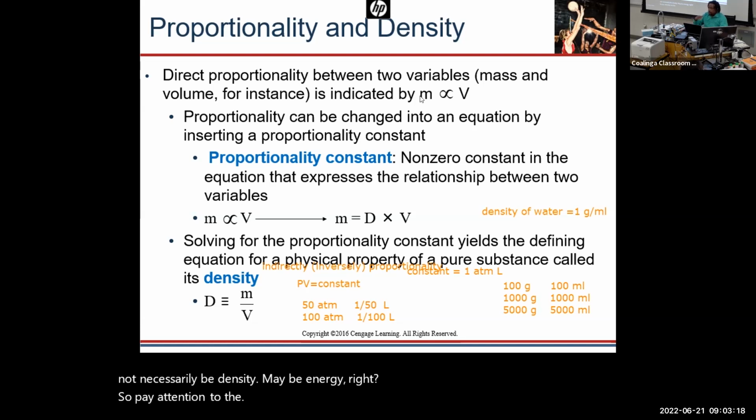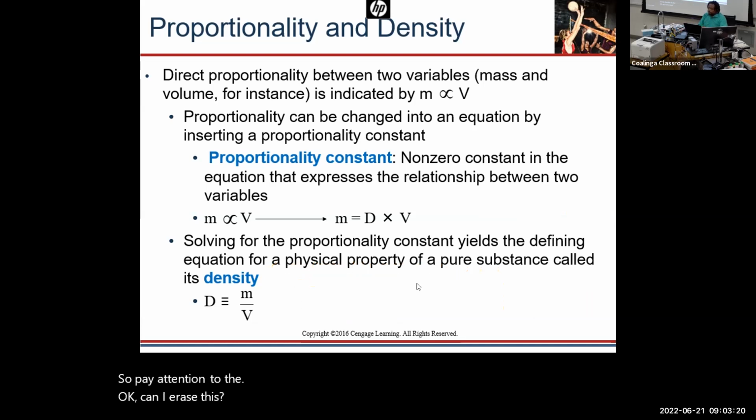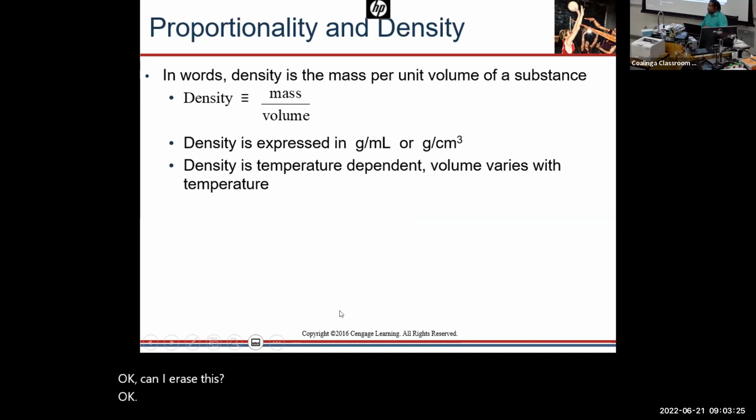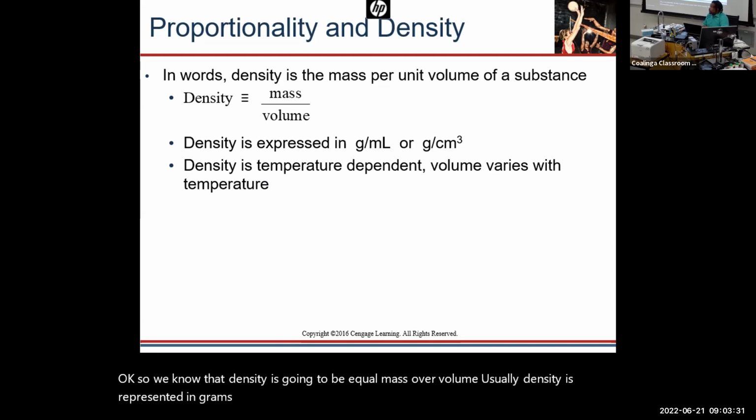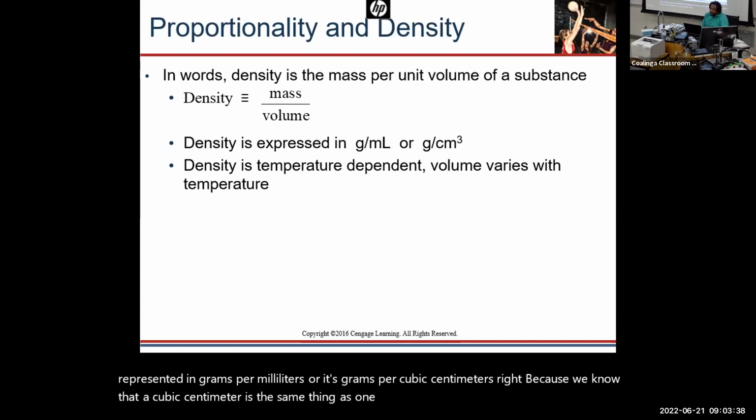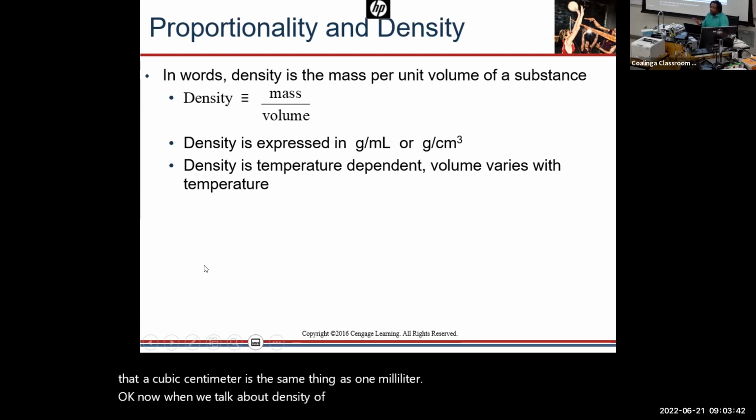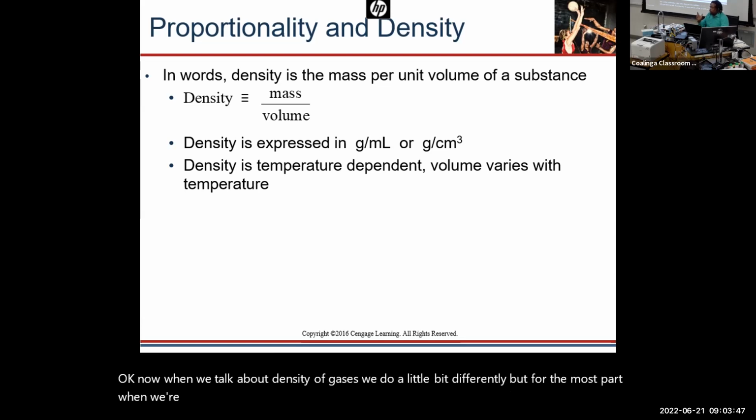Okay, can I erase this? So we know that density is equal to mass over volume. Usually density is represented in grams per milliliter, or grams per cubic centimeter, and a cubic centimeter is the same thing as 1 milliliter. When we talk about density of gases, we do it a little differently, but for the most part, for liquids or solids, we use grams per milliliter.